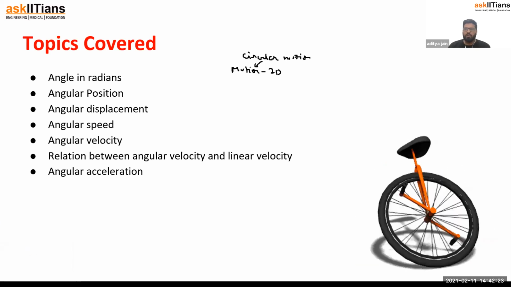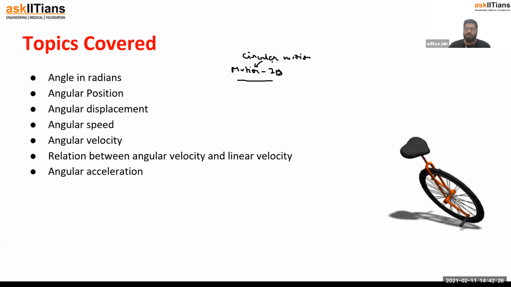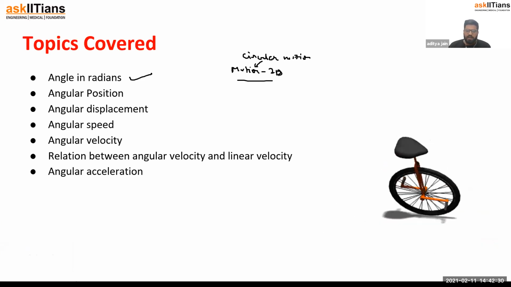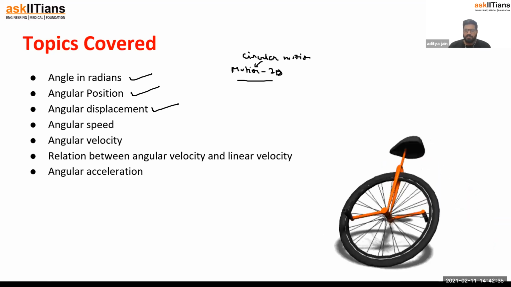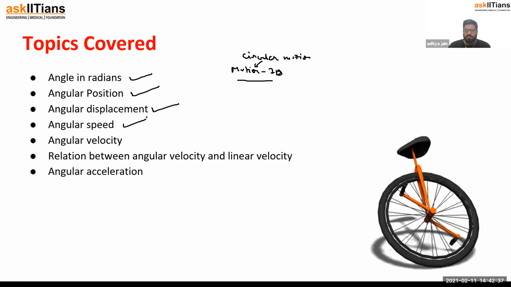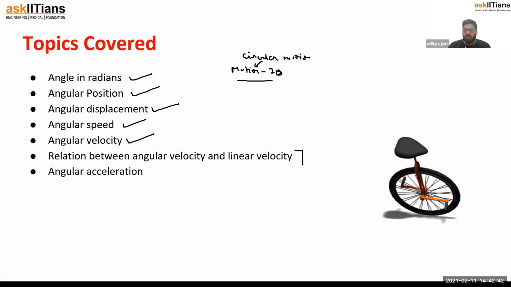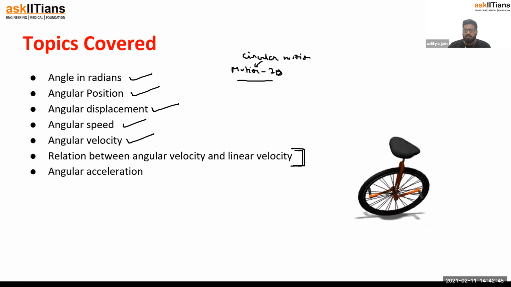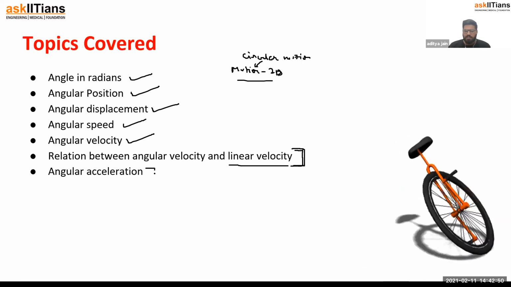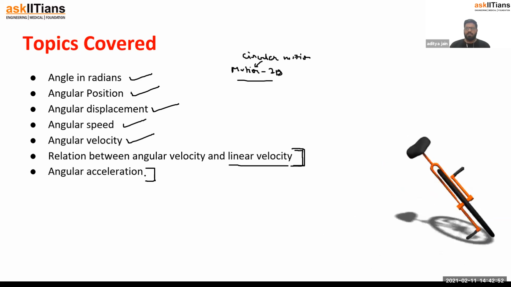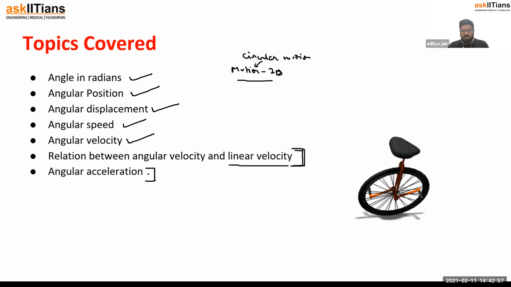Basically we are going to observe some physical parameters related to motion in two dimensions, or circular motion. Those are the angle in radians, then angular position. After that we will see angular displacement, then angular speed and angular velocity. Then we are concerned with the relation between angular velocity and linear velocity, which we learnt in the motion in one dimension chapter. And we end the lecture with angular acceleration. These are the basic parameters in the case of circular or rotational motion.